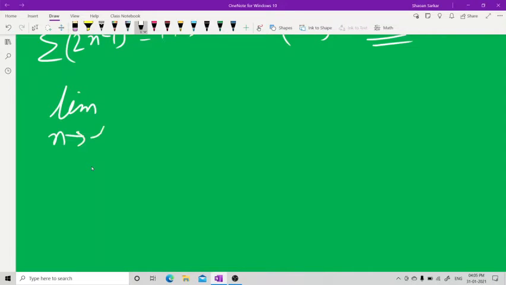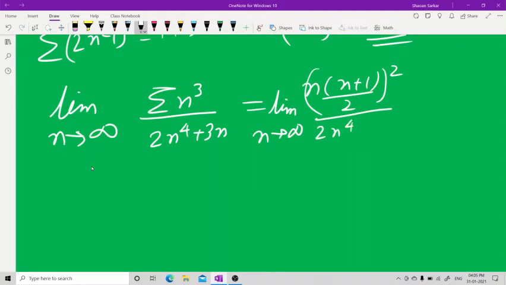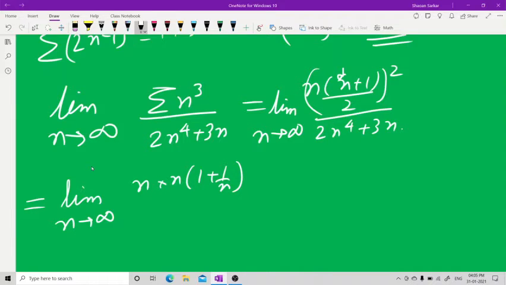Now limit n tending to infinity, summation n cube upon 2n to the power of 4 plus 3n. Now summation n cube is n into n plus 1 by 2 whole square, upon 2n to the power of 4 plus 3n. Now don't open the square, see the trick, what to do. Limit n tending to infinity, take this n out, this one n out. This n will come out, this will become 1 upon n, and this will be whole square, and the square will happen. Now see what is happening.